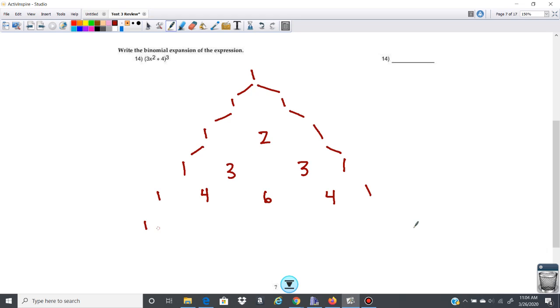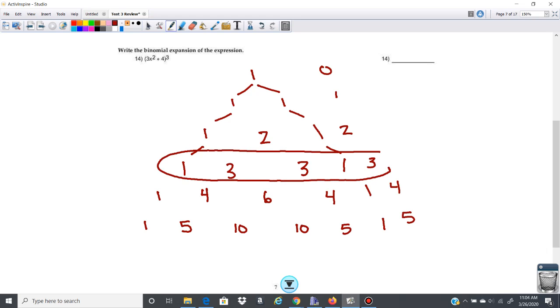And then you're going to keep going. So we'll do one more row here. 1 plus 4 is 5. 4 plus 6, 10. 6 plus 4, 10. 4 plus 1, 5. Okay, and then these are the rows. So this is 0, 1, 2, 3, 4, 5. For the binomial expansion of 3rd degree here, we're going to use this row here. We're not going to use that, sorry, that's row 3, so it cuts off right there. 1, 3, 3, 1.